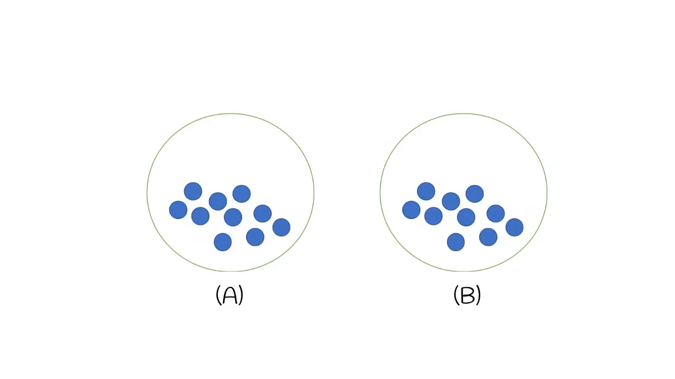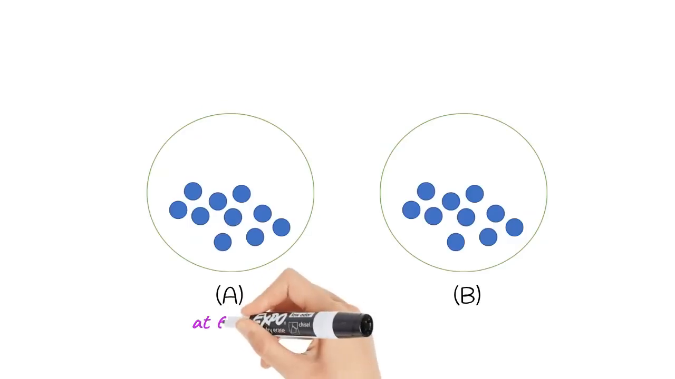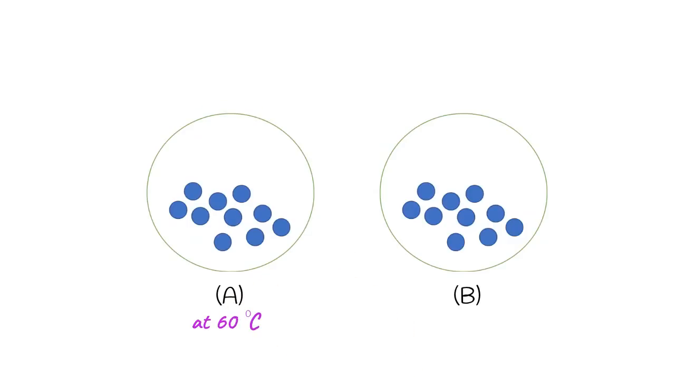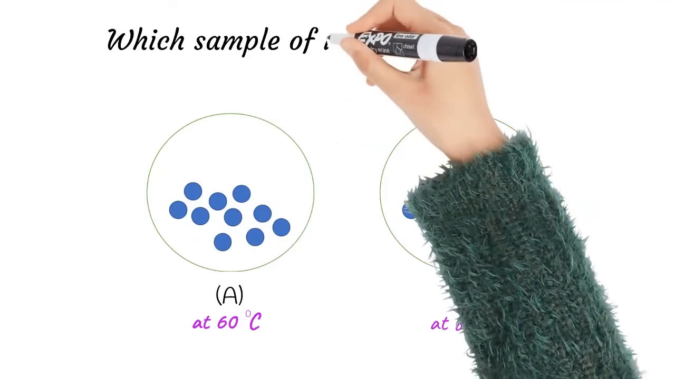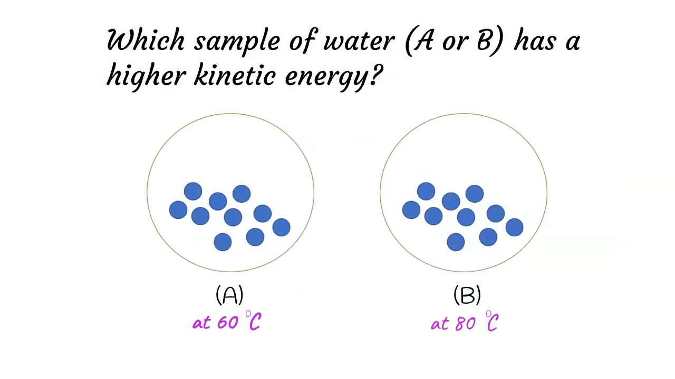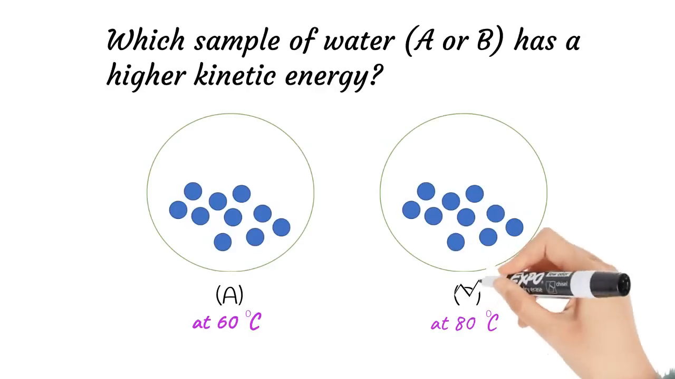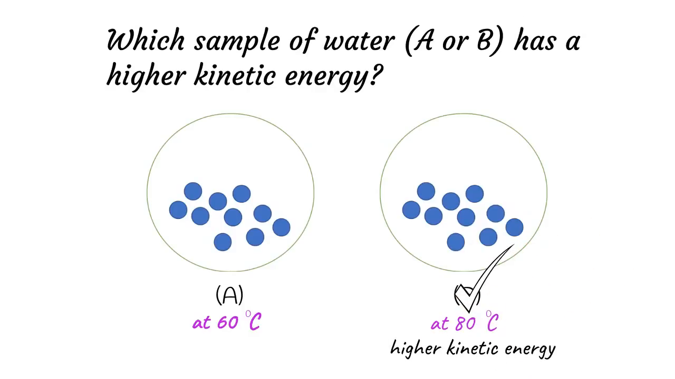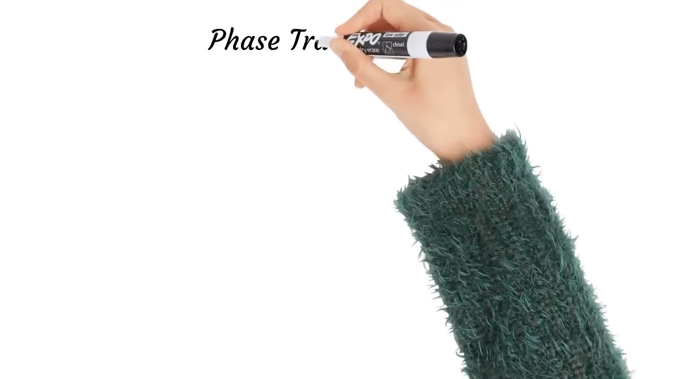Next, let's consider water at two different temperatures. A represents a sample at 60 degrees Celsius, while B is at 80 degrees Celsius. Which sample, A or B, has a higher average kinetic energy? Because the temperature is a measure of the average kinetic energy, sample B, the system at a higher temperature, has higher kinetic energy.